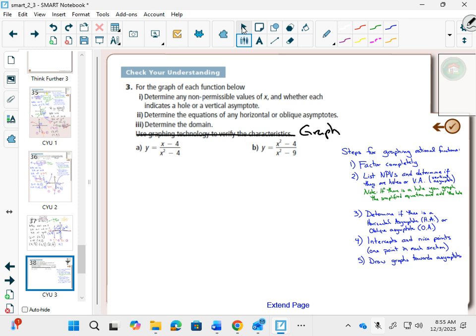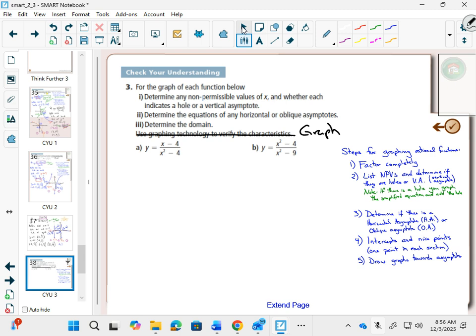So, for the graph of each function, we'll determine any non-permissible values. That's going to be step 2, because that figures out if we have holes or vertical asymptotes. Then we figure out our horizontal asymptotes. That's step 3. Figure out, are there horizontal asymptotes or oblique asymptotes? Draw your graph with those asymptotes, and then finish your graph by finding intercepts and nice points and drawing it towards. Those are the steps every single time.